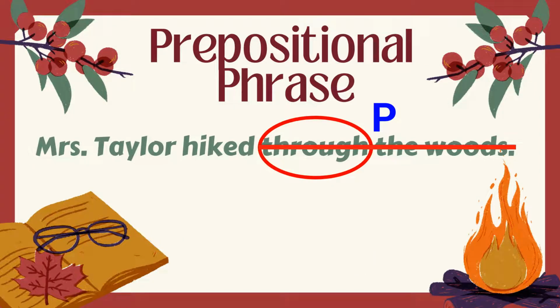We're going to cross that out so we don't mistake any of those words for the subject. Now we're left with two words, Mrs. Taylor and hiked. What did we do? That's right, we hiked. That's our action verb. So we write V on top of hiked. And then we ask ourselves, who hiked? Mrs. Taylor is the only word that's left, so she is the subject, Mrs. Taylor.